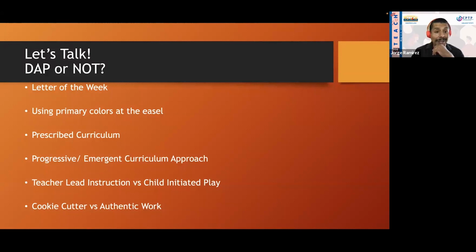Is it developmentally appropriate? Yeah. Think about this. Think of how much money your center is going to save if you only order red, yellow, and blue. And that's because of the primary colors. All the other colors come from those 3 colors.